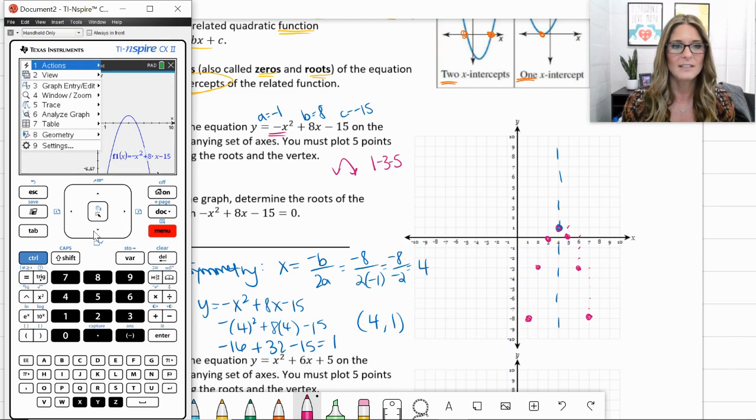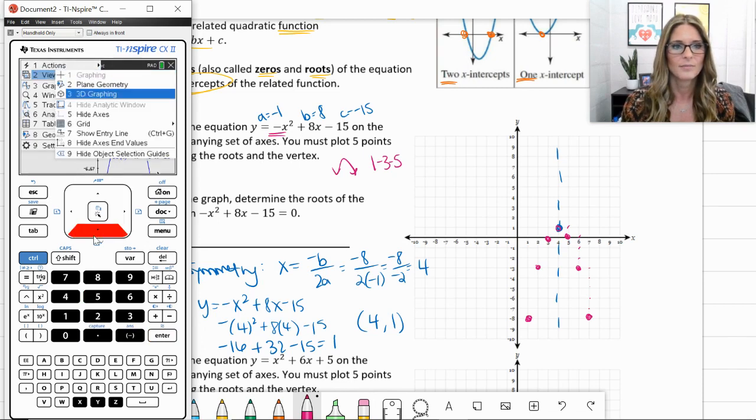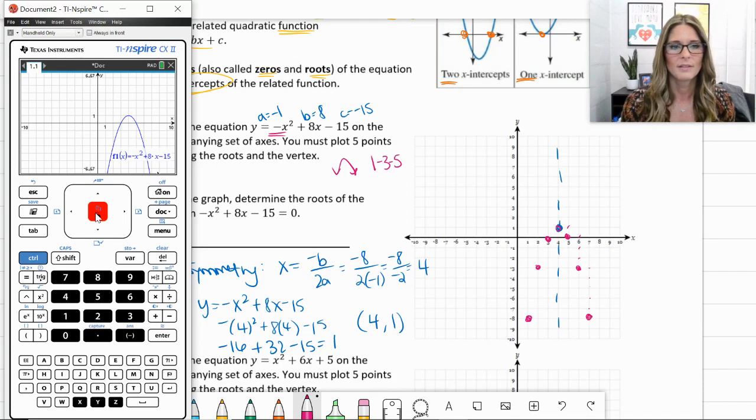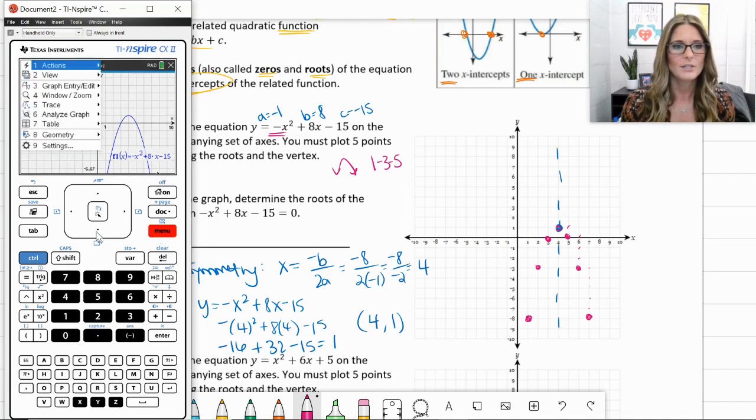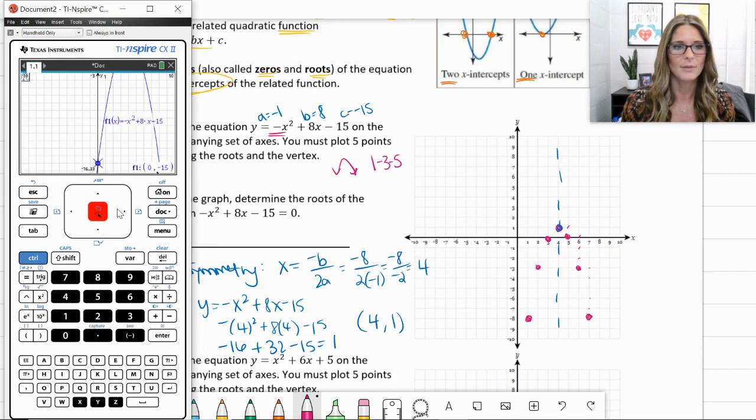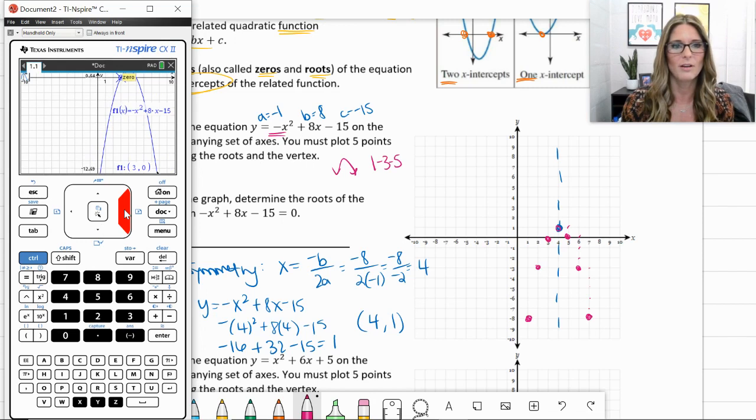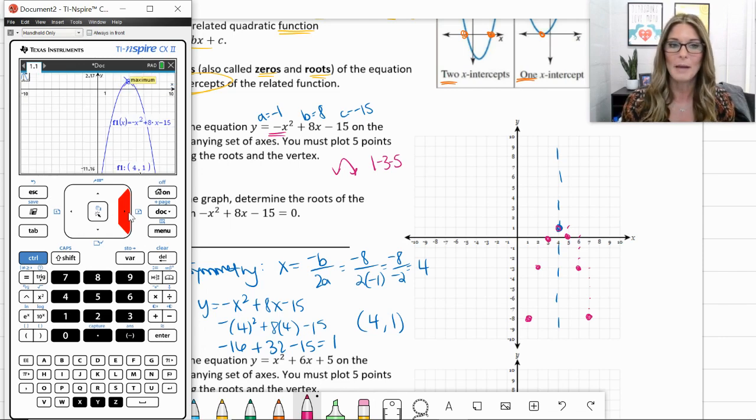Let me turn on my grid lines. Let me also do menu, trace, and graph trace, and we can slide this left and right. Let's go back up here to where our roots are. There's one of my zeros, and it's labeled down here at the bottom, 3, 0. There's my maximum or my vertex at 4, 1 that we found, and then my other zero at 5, 0.